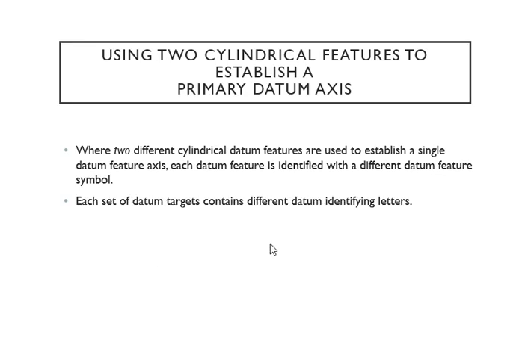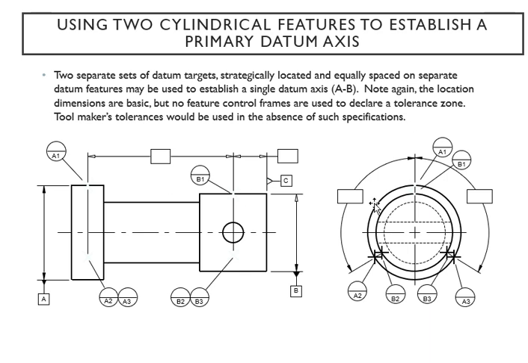Alright, so two different cylindrical datum features are going to be used to establish a single datum feature axis, which is your axis P, and then each datum feature is going to be identified with a different datum feature symbol, yeah. So each set of datum targets contains different datum identifying letters, yeah. We already talked about that actually. We're just repeating again here.